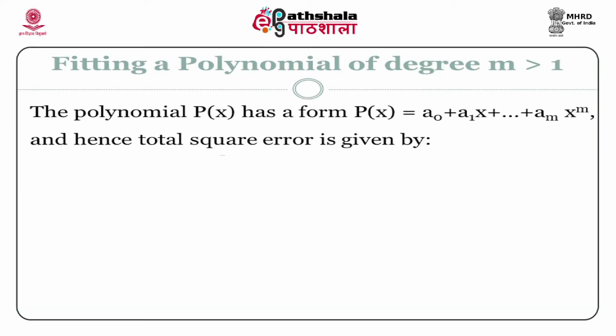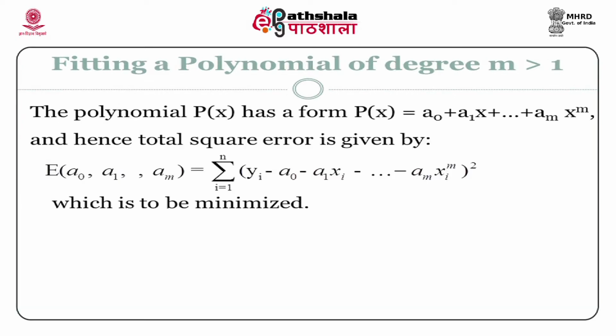And the polynomial p(x) has the form p(x) equal to a0 plus a1 x plus up to am x raised to m, which we write down there. And hence, the total square error is given by E(a0, a1, a2, ..., am) equal to the sum, i equal to 1 to n, of (yi minus a0 minus a1 xi and so on minus am xi raised to m) whole squared, which is to be minimized.